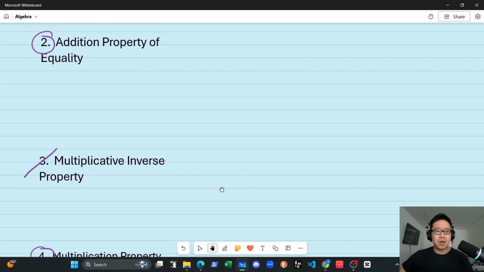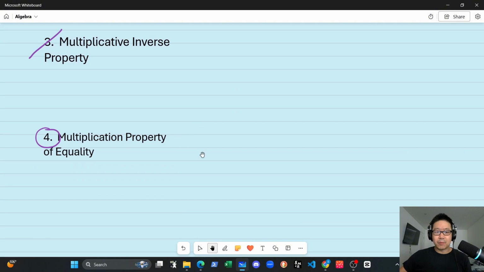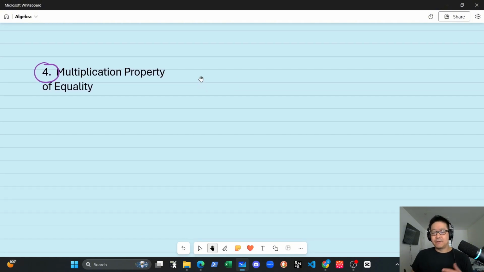The addition property of equality simply says that if you add or subtract a number to one side of the equation, you must also do it to the other side of the equation to maintain the equation. The multiplication property says that if you multiply or divide one side of the equation by a number, you must also do it to the other side as well. Again, to maintain equality of the equation.